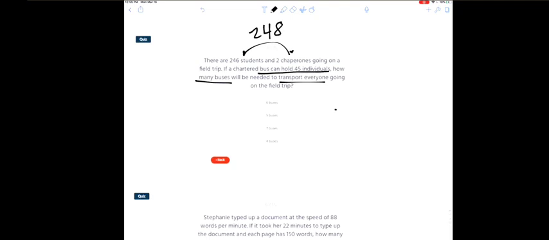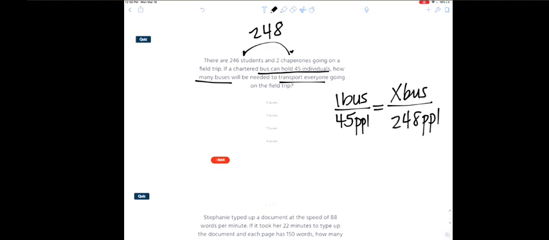So I'm going to set up my equation. 1 bus for 45 people. Okay, and I want to know the number of buses for 248 people. So we cross multiply. 45x equals 248. Now I'm going to divide. Oh my goodness, what am I doing? I'm sorry.